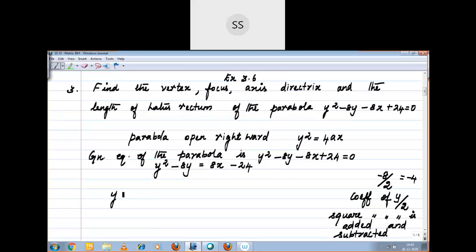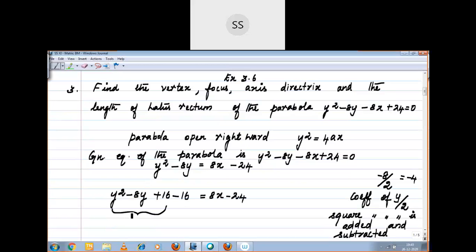Now, how am I going to write the left hand side? You have to listen carefully. Y square minus 8y. The coefficient of y should be divided by 2. That is minus 4. You have to square it. 16. That should be added and subtracted. When you add and subtract, the previous format is not disturbed, right? You have to be very careful in that. When you do this adjustment, your previous expression should not be disturbed.